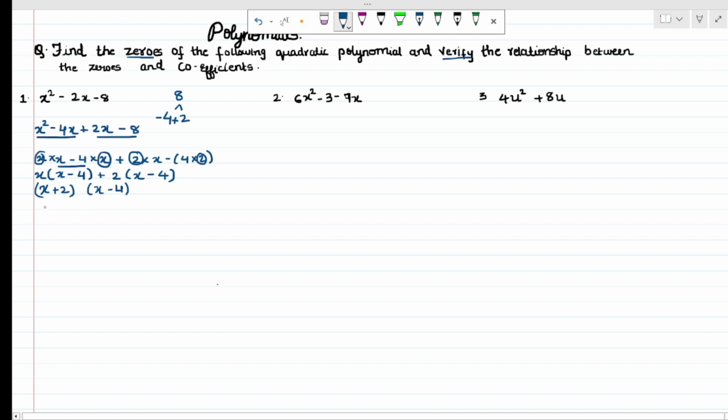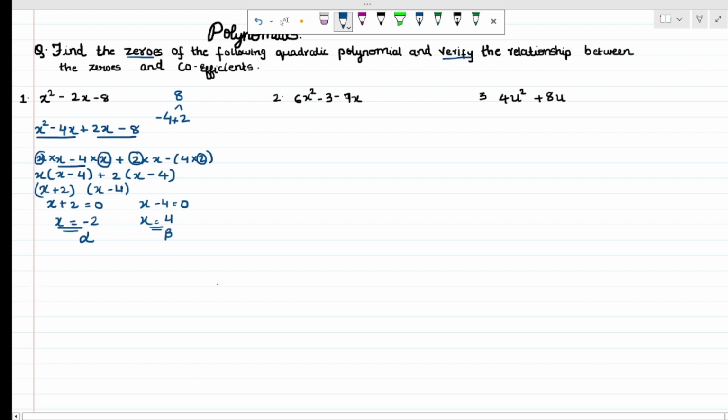Now I need to find the zeros, so I will equate the factors with 0. So x plus 2 is equal to 0 and x minus 4 is equal to 0. My x will be equal to minus 2 and x will be equal to plus 4. This is my alpha and this is my beta. These are the zeros of my polynomial. I have found the zeros.